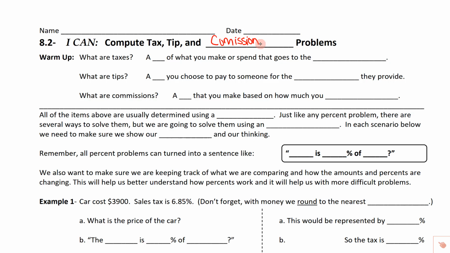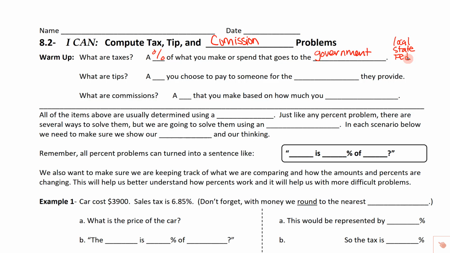The first question was, what are taxes? Now you may have heard this word before. I don't know how familiar you are with this, but taxes are a percent of what you make or spend that goes to the government. There are different types even of taxes. There are taxes at the local level. There are also state taxes, and then there are federal taxes. A lot of times the most common ones that you'll probably see are sales tax when you buy food or clothing or anything like that.